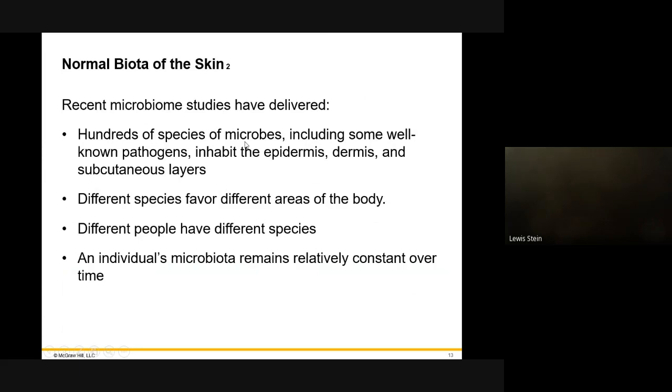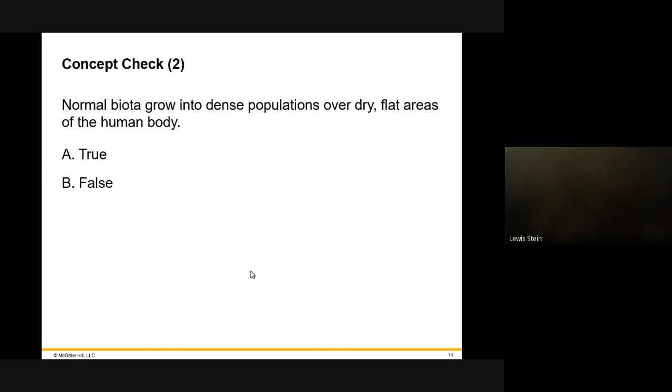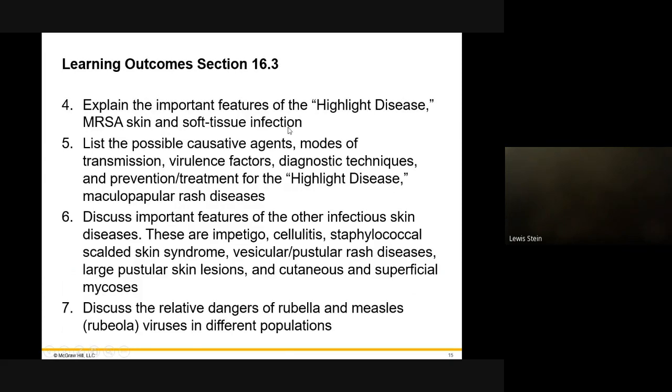So, hundreds of different microbes, even pathogens, different layers, different areas, etc. Your microbes and my microbes, unless we have a significant change in our environment or something that affects us physically, typically stay about the same. So they're going to highlight MRSA in this. As you can see, they're going to look at the ways of transmission. They classify the diseases a little bit differently. They're going to talk about things called maculopapular and vesicular disorders and pustular disorders. And those are classic terminology that are utilized for skin.